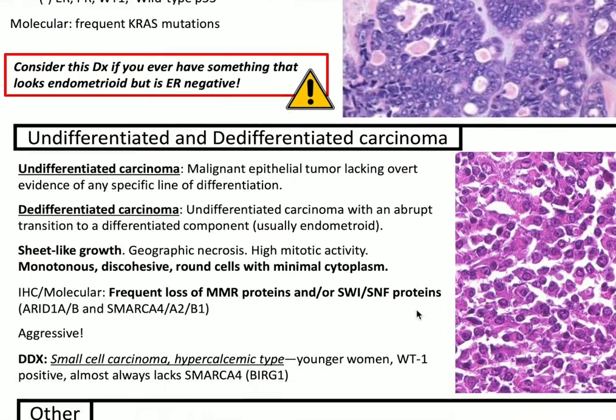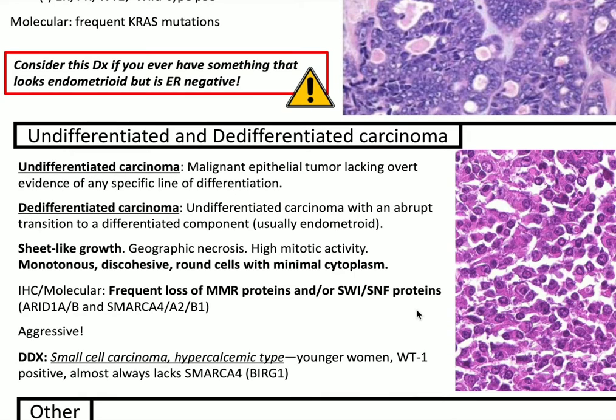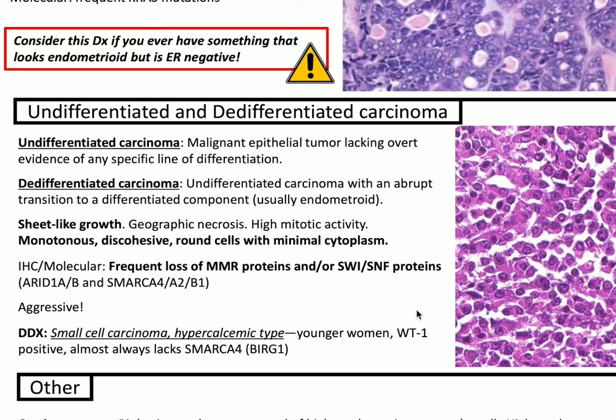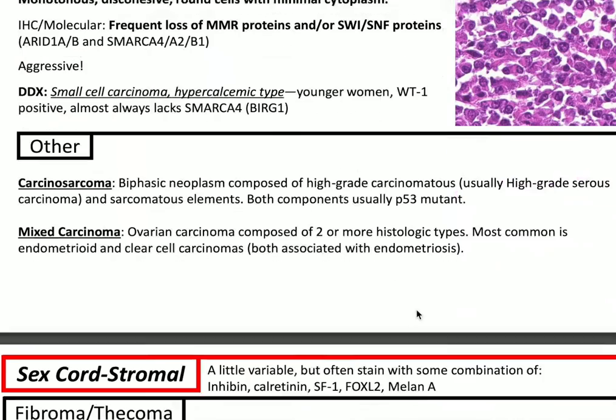Undifferentiated and dedifferentiated carcinomas. Undifferentiated is where we don't know the specific line of differentiation. Dedifferentiated has an abrupt transition from a differentiated component, usually endometrioid, to an undifferentiated one. It'll have sheet-like growth and frequent loss of MMR proteins and/or SWI/SNF proteins.